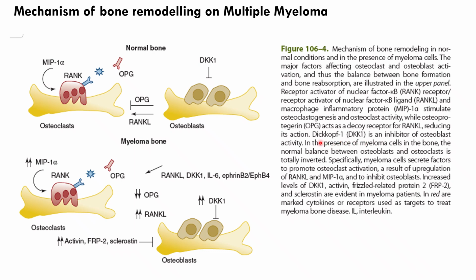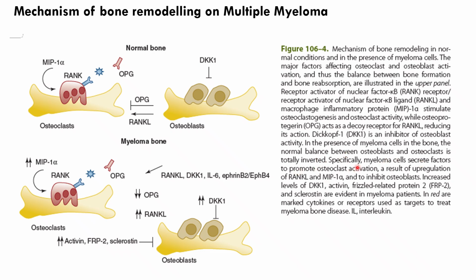And then there is DKK1, an inhibitor of the osteoblast activity. So there is activation of osteoclastogenesis, activation of osteoclast activity, and inhibition of osteoblastic activity. So in the presence of myeloma cells in the bone, the normal balance between osteoblast and osteoclast is totally inverted.